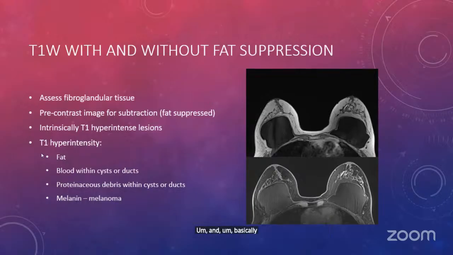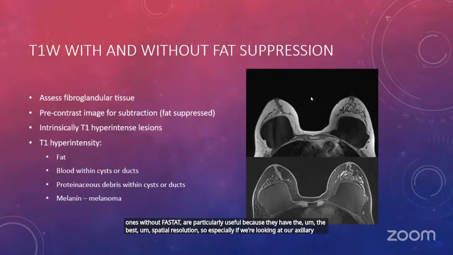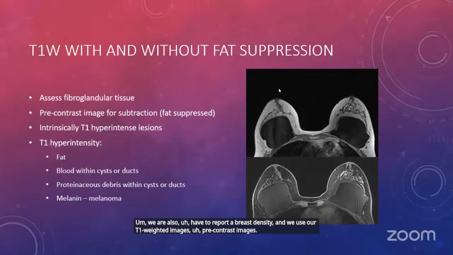Basically, our T1 weighted pre-contrast images, especially the ones without fat saturation, are particularly useful because they have the best spatial resolution. So especially if we're looking at our axillary lymph nodes, this is really the best sequence for that. We also have to report a breast density, and we use our T1 weighted pre-contrast images to give our measure of breast density.